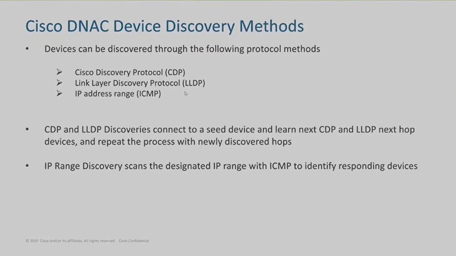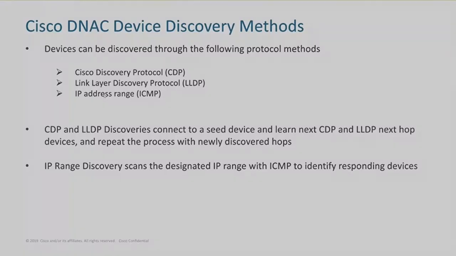CDP and LLDP are pretty much a very similar method where you choose a seed device, you give DNA an IP address, and that's what we're going to call the seed device. DNA is going to try to SSH to that IP address, and then from there, any CDP or LLDP neighbor based on the one that you choose, DNA is going to find all the neighbors that it has, and then it's going to try to discover those devices as well by trying to log in. It's going to also check those devices' CDP neighbors in turn, and it's going to continue for as many iterations as you choose it to go, up to 16.